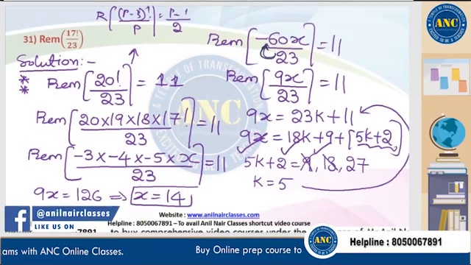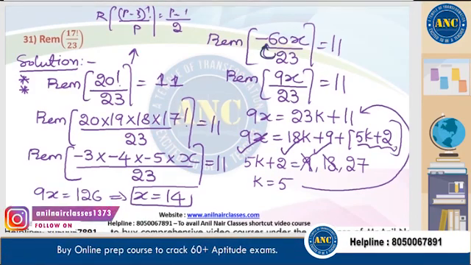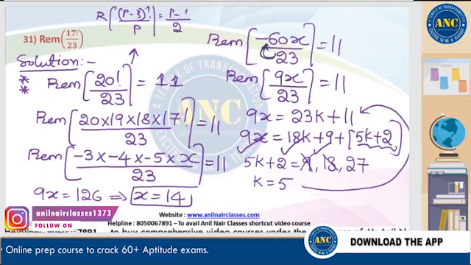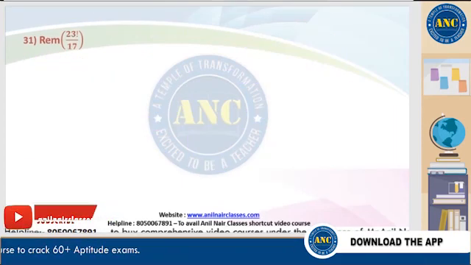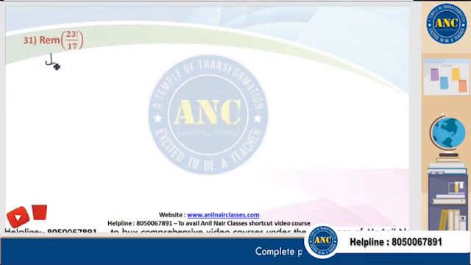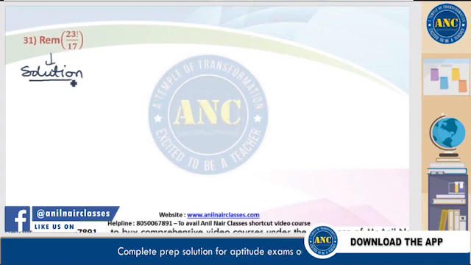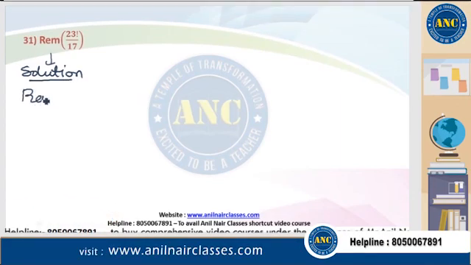Now let us get into another model. Kindly reply in the live chat if it is clear to you. Another model: 23 factorial divided by 17. It's a very easy model. 23 factorial.